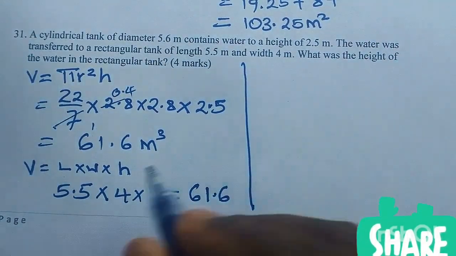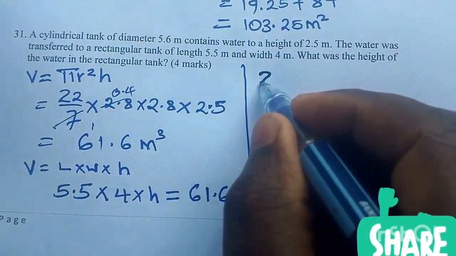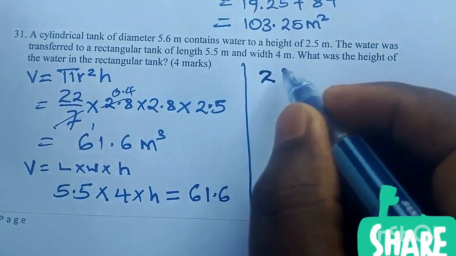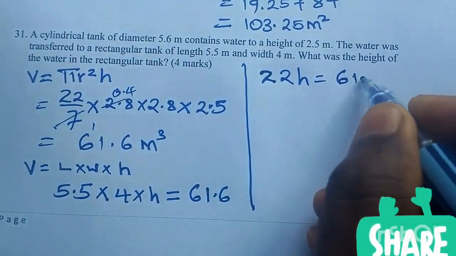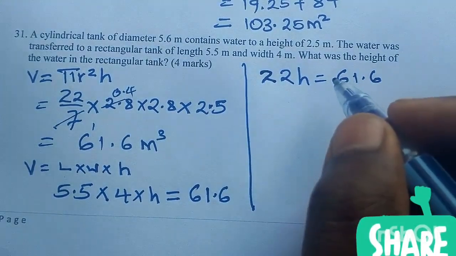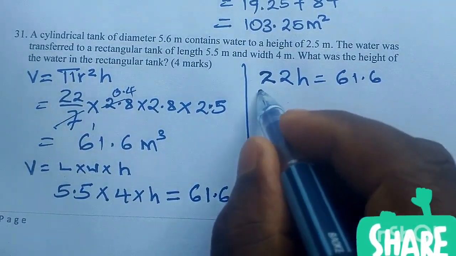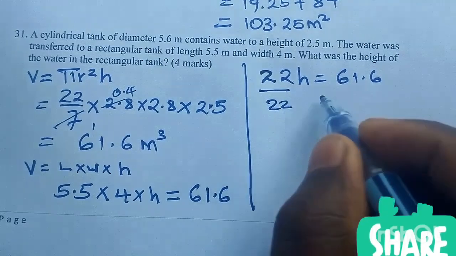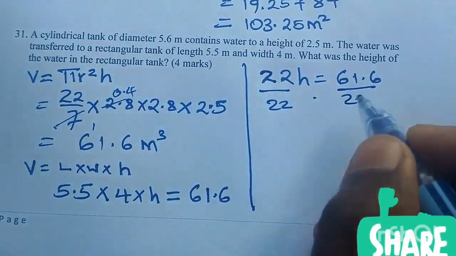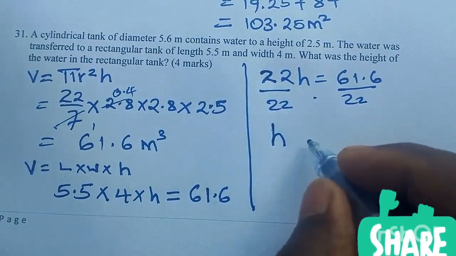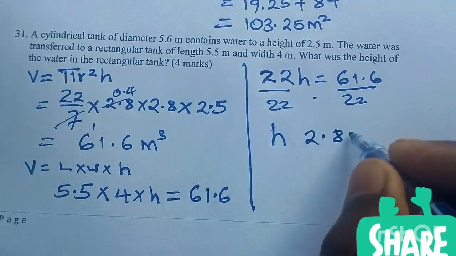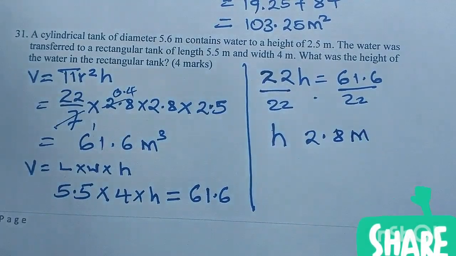So 5.5 times 4, this one will be 22. 22 H is equal to 61.6. So we want H, we divide both sides by 22. So the height of the rectangular tank is 2.8 meters.